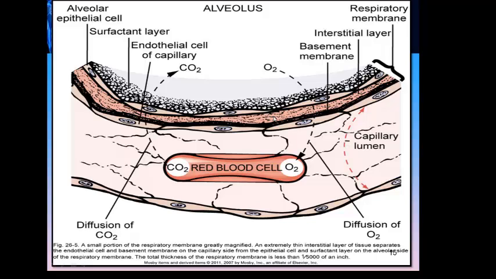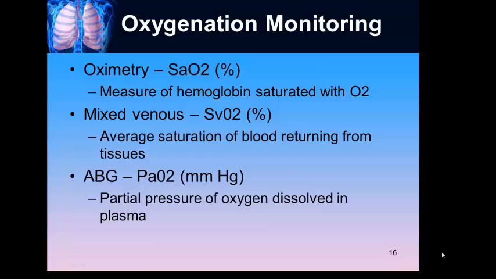And that's how thin that layer is. And across these layers, the oxygen diffuses into the blood, and the CO2 diffuses into the lungs. Let's move on to the ways that we monitor oxygenation in our blood. We will delve further into these areas in class, but here are some basic terms related to oxygen monitoring.